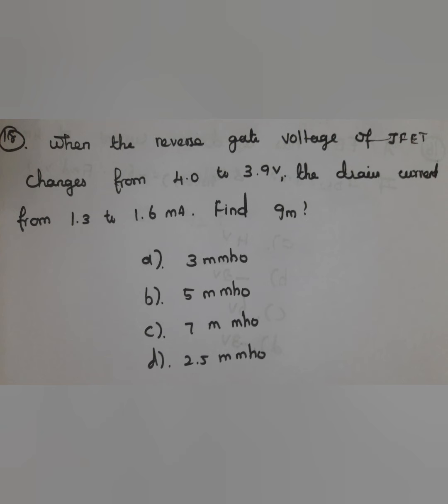18th question, when a reverse gate voltage of JFET changes from 4 to 3.9 volt, the drain current changes from 1.3 to 1.6 milliamps, find GM.